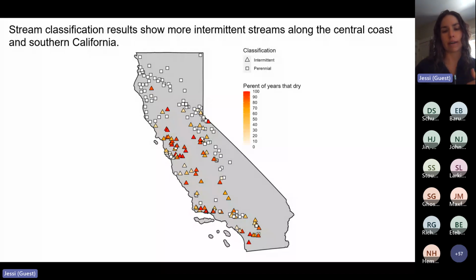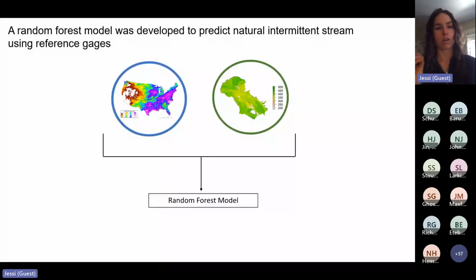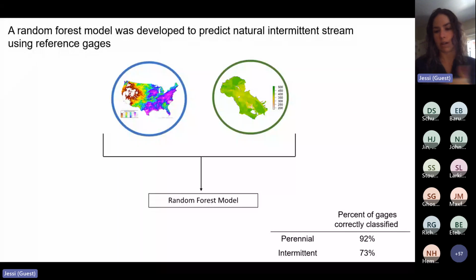So we used this information to create a predictive model that can predict where intermittency occurs, both on the annual level and then use the annual information to classify streams overall. So we used the natural climate and watershed characteristics, input these into our random forest model to then get a prediction of stream intermittent conditions on both the annual and overall classification scale. And generally, this model worked really well, classifying our reference gauges in the correct classification for the majority of the time.